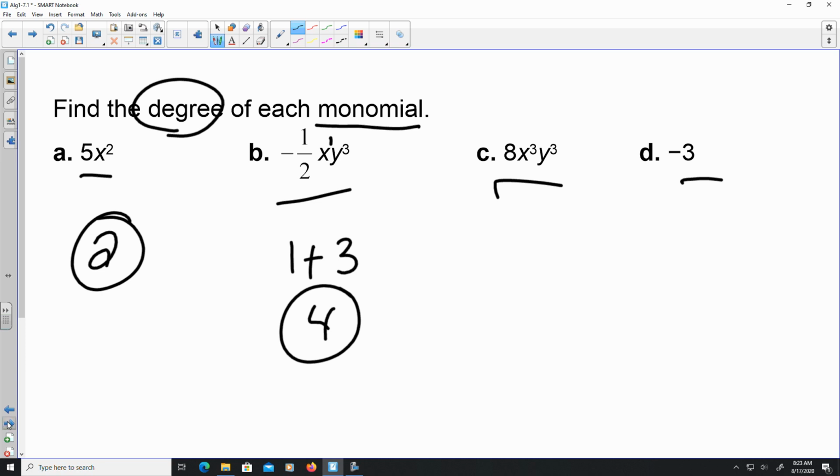You look at C, same idea. You have two variables, x and y. Both of them are powers of 3. So you're just going to take 3 plus 3 and you get 6.